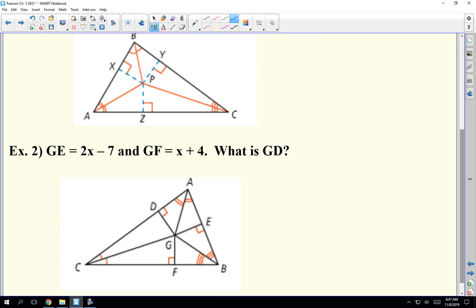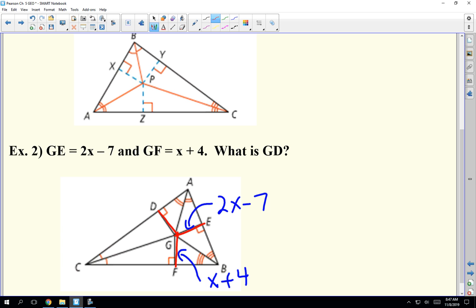So here's what's special about that quick little application. It says GE is equal to 2x minus 7. So GE is this guy right here. That's 2x minus 7. I'm thinking we're going to set some things equal maybe. And then GF is x plus 4. So GF right here is x plus 4. According to this theorem, these distances here, here, and here are all equal. So if I want to find GD, it's going to be the same length as either of these two that they've given me algebraic expressions for.